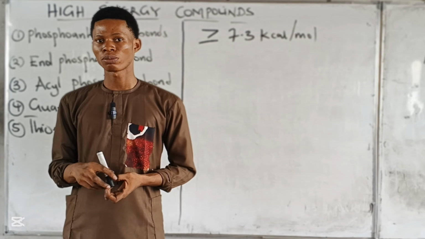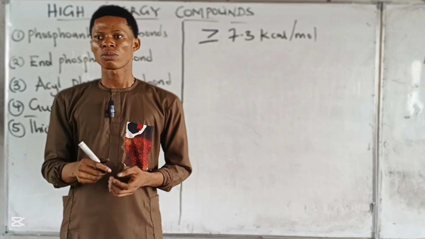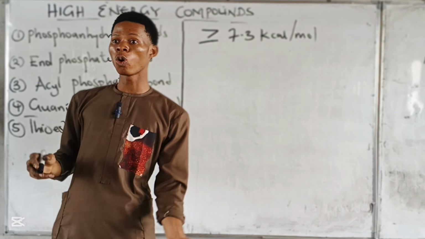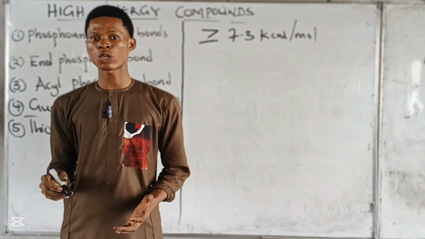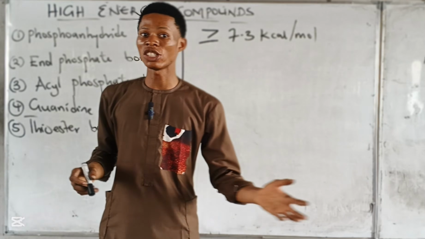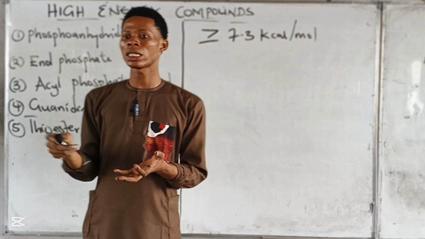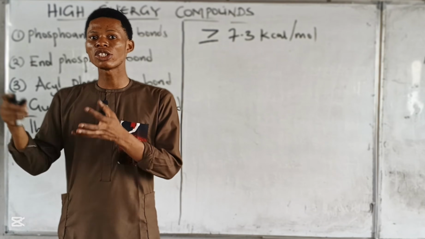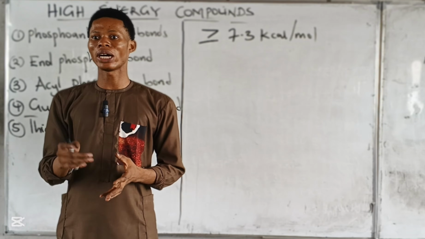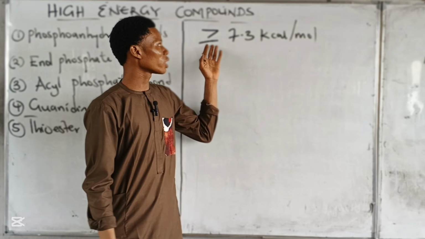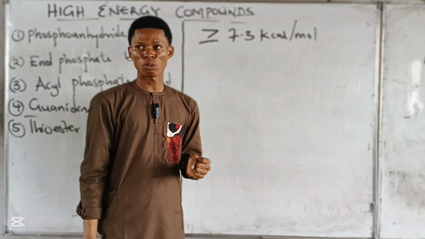High energy compound. But if on hydrolysis the compound releases energy that is lower than 7.3 kilocalories per mole, you call it what? Low energy compound. Do you understand that? So high energy compounds contain high energy bonds, energy rich bonds, that when you break them down, they will give energy of greater than or equal to 7.3 kilocalories per mole.